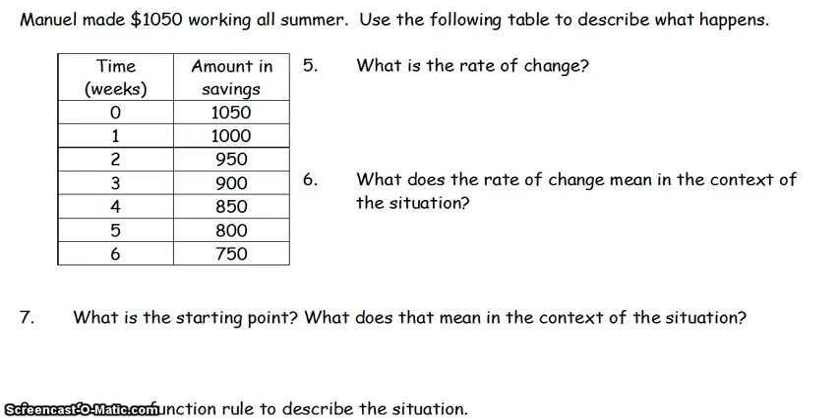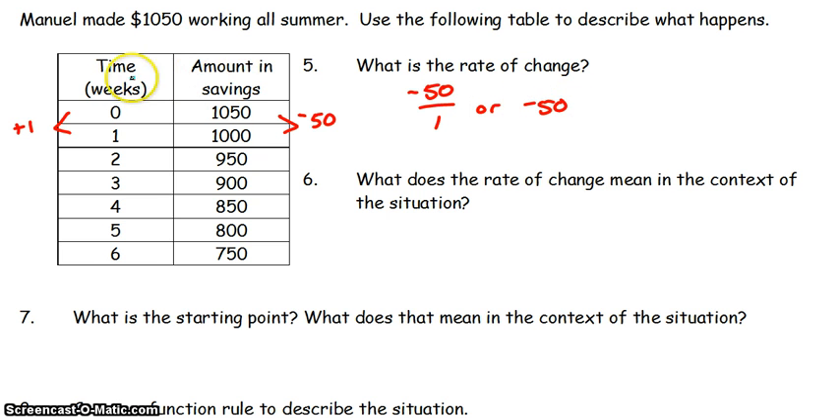So in this problem, it says that Manuel made $1,050 working all summer. We're going to use the table to describe what happens. First, we find the rate of change. All of my jumps in the left-hand column are going up 1. All of my jumps in the right-hand column, my Y column, are going down, so it's minus 50. That makes my rate of change negative 50 over 1, or negative 50.